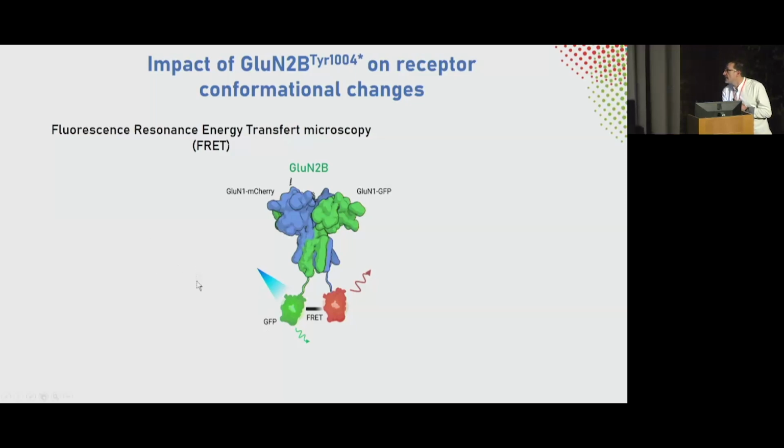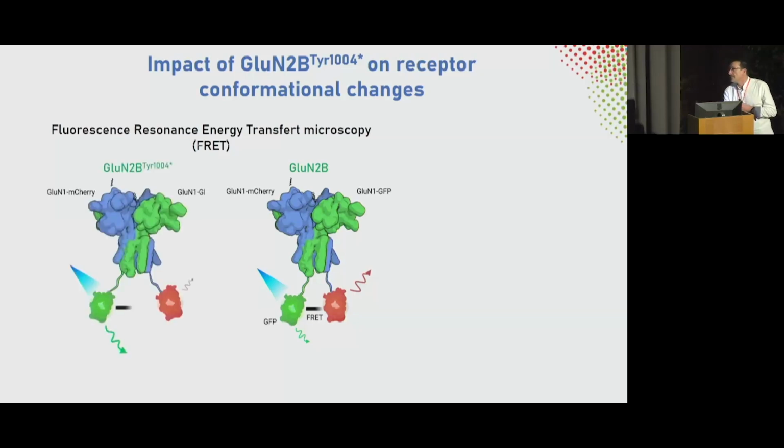To analyze this transfer and this modification, we use fluorescence molecules. When two fluorescence molecules are close together, if you activate one fluorescent molecule, some part of the energy is transferred to the other fluorescence molecule. So you have some kind of loss of energy. And this loss of energy can help us to determine the efficiency of FRET, meaning the efficiency of transfer of energy.